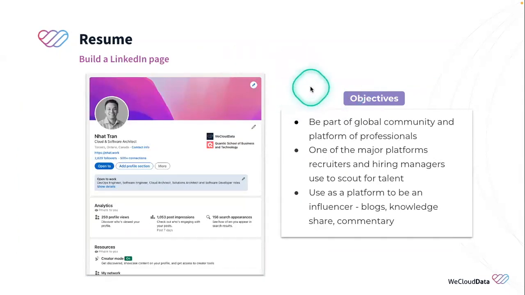Like I mentioned, it's a good idea to also have a LinkedIn page. Just be a part of the global community of professionals. A lot of folks in companies are going to have a LinkedIn page and profile. It's one of the major platforms that recruiters and hiring managers use to scout for talent. So you want to play in that arena, even if you're not actively searching right now. It's not a bad idea to put yourself out there.